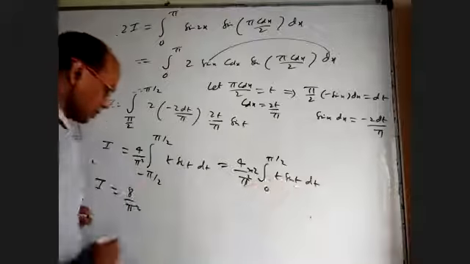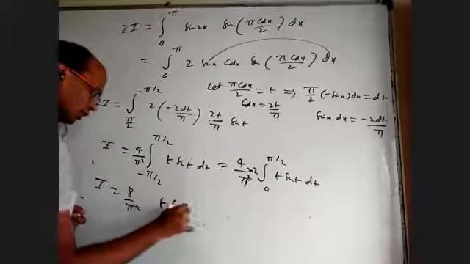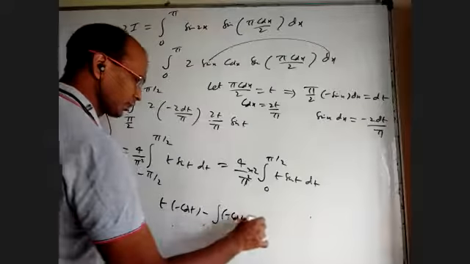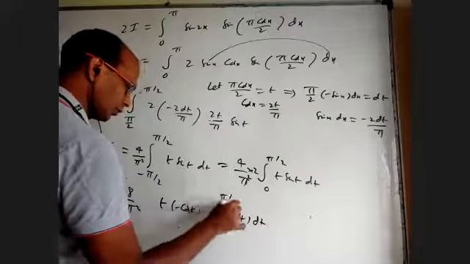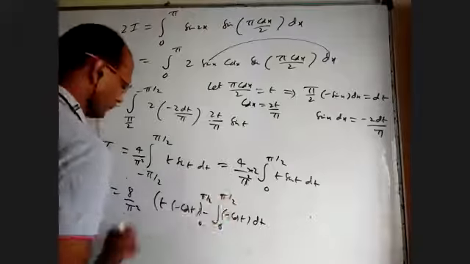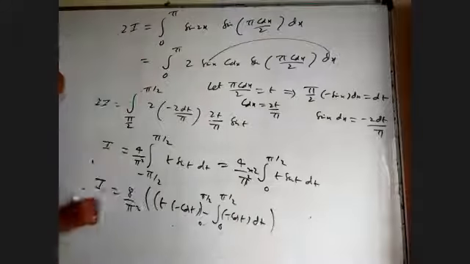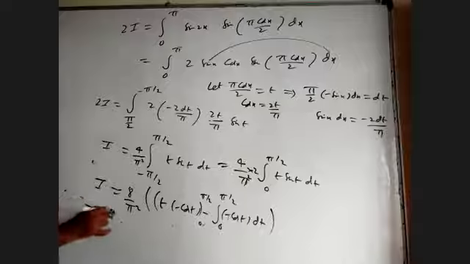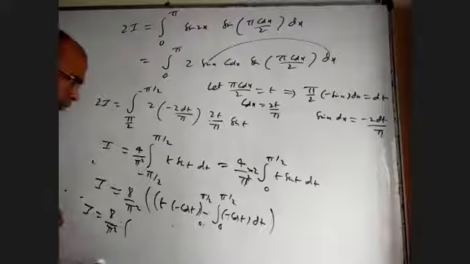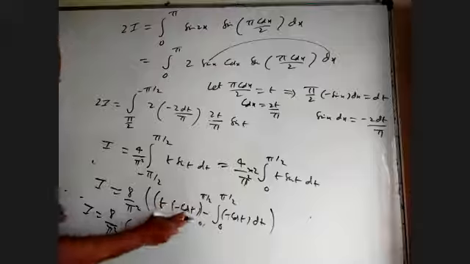Here you have to apply by parts. t into the integral of sin t, which is minus cos t. Minus cos t will continue. This is 0 to pi by 2. Okay, this question one should do patiently. Patience. When you put pi by 2, cos 90 is 0. When you put 0, it is 0.